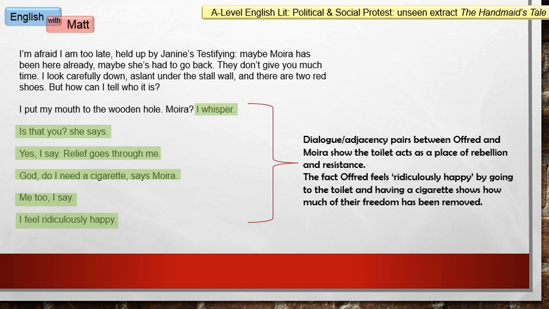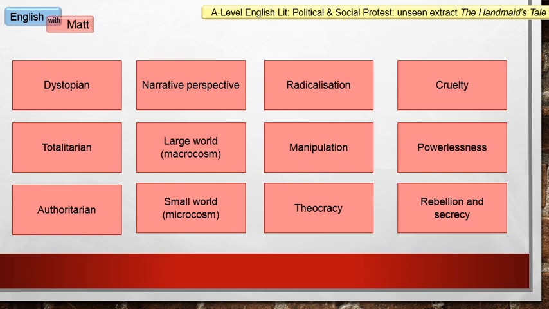So to summarise then, in terms of how we would connect this extract to the genre of political and social protest, we've got some AO1 and AO4 terms like this. I would be encouraging my students to use as many of these words as possible in their answer, because the fact that we have these themes or aspects in the extract proves that this extract, and therefore this novel, does in fact fit perfectly within the political and social protest genre.